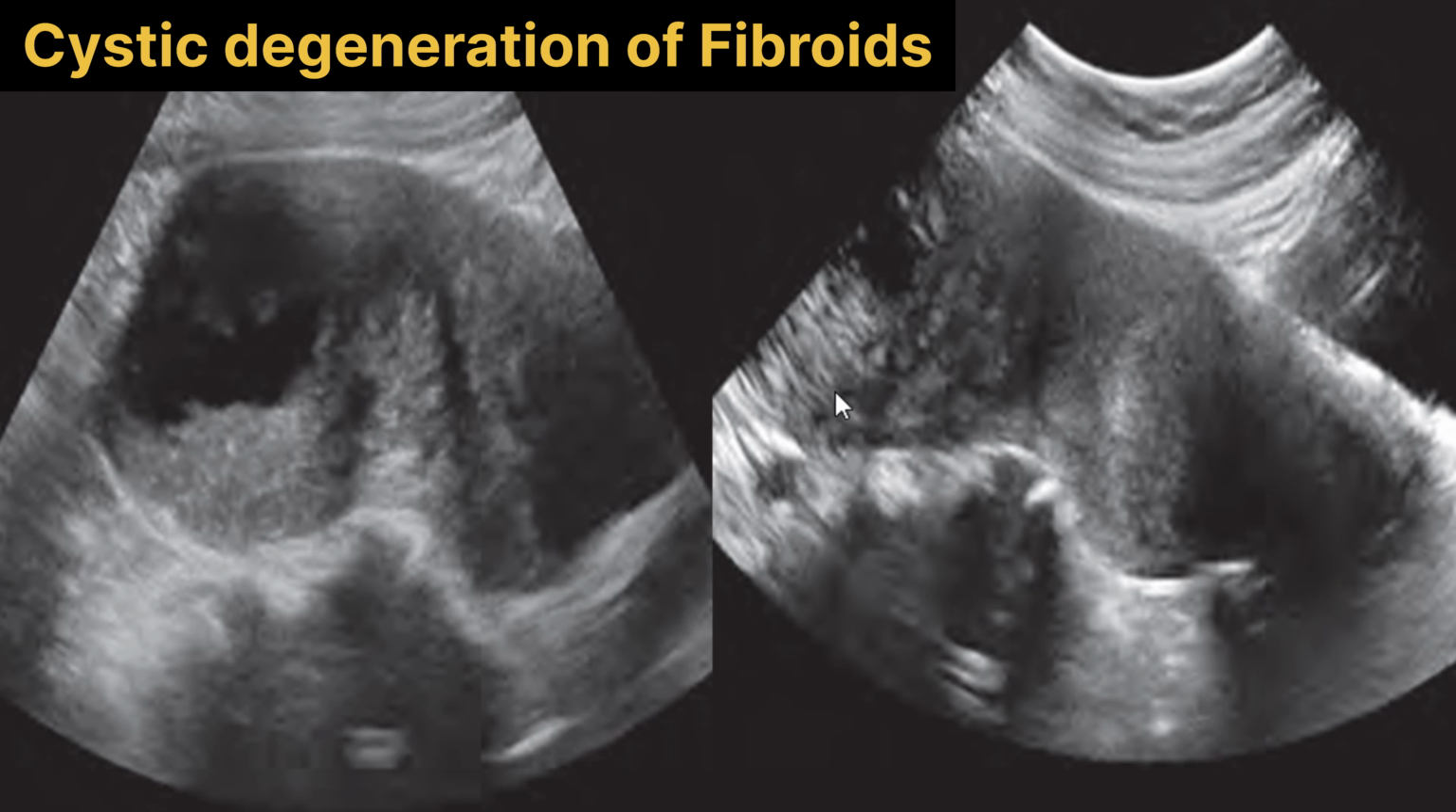bladder, and it demonstrates a large exophytic fundal fibroid with cystic degeneration, and it accounts for the fluid collection seen in the uterus. And here we can see the normal appearance of the endometrium of the uterus, which is located inferior to the fibroid, and it does not contain any fluid collection.